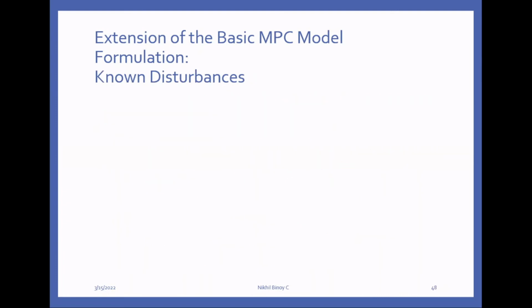Now, I told you disturbances are there, and some disturbances are not measurable, but if some disturbances are measurable, then we can consider them as an input. So if a disturbance variable is known or can be measured, it can be included in the step response model. Already we have U, similarly we have the disturbance, right?